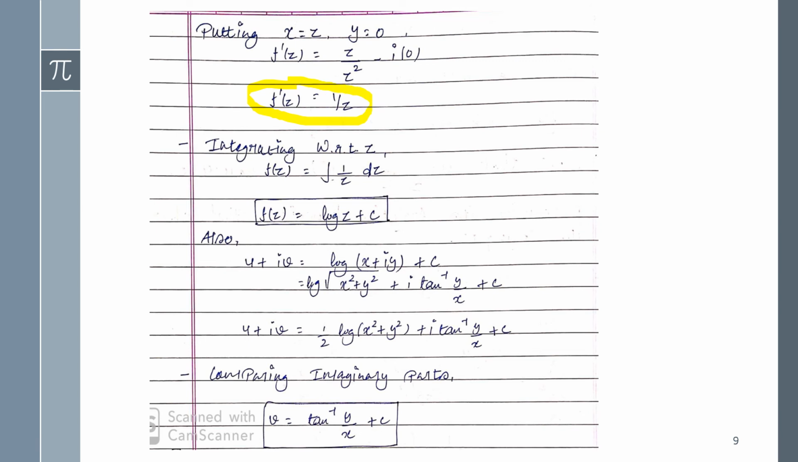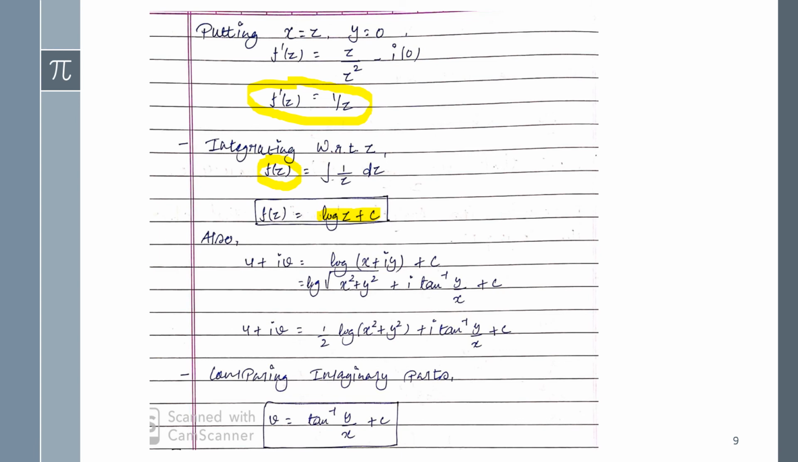Then, as you know, in the fourth step you have to take an integration on both sides. By integrating with respect to z, in place of f dash of z you get f of z, and the integration of 1 upon z will be log z plus a constant c. So this is our previous method that we were applying. Here we just did one more step, which was to prove the harmonic functions, and the rest of the procedure is almost similar except for the function.